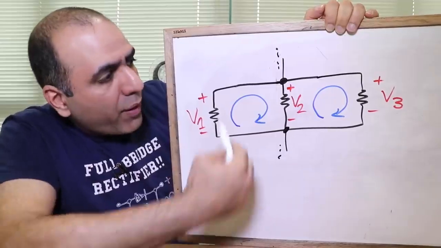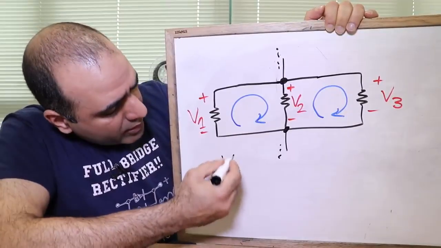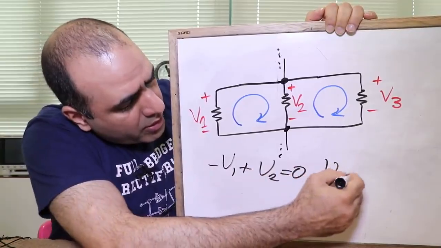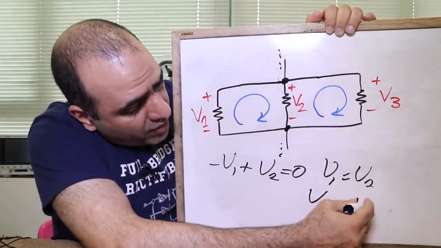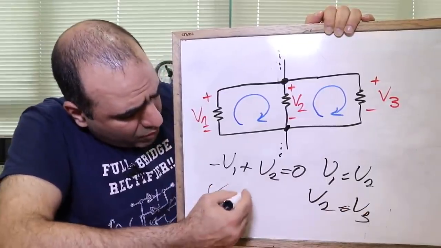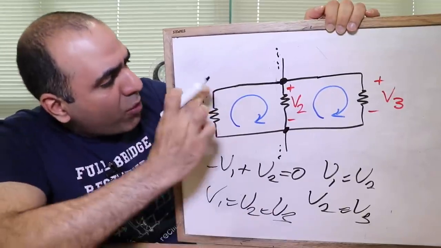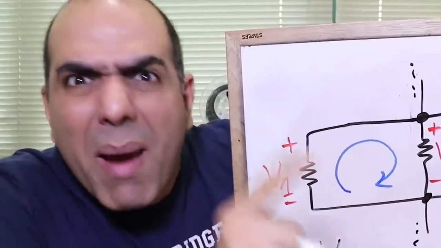Or for example, if you have a circuit like this and write KVL for the first one, you have -V1 + V2 = 0, or V1 = V2. Similarly, in the second one, V2 = V3, which means V1 = V2 = V3. This is fantastic. It means that the voltage across all parallel components is always equal. Remember this. So that's what you get from KVL.